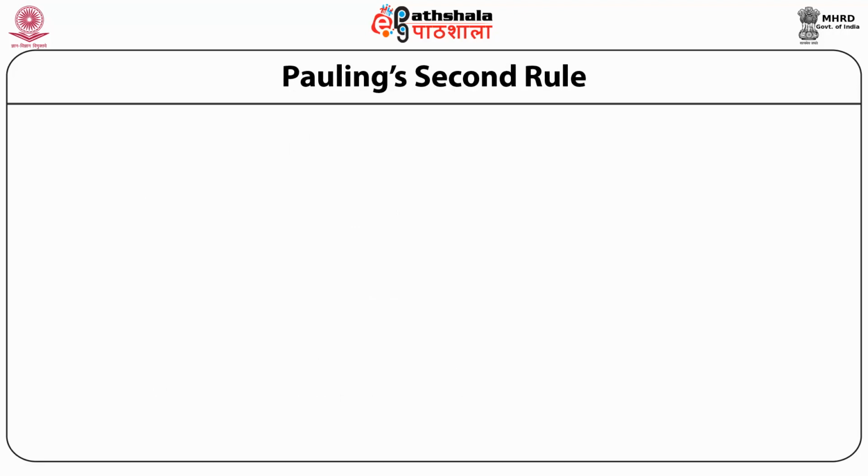Now comes the second rule of Pauling. The second rule of Pauling concerns electrical neutrality. The structure must be neutral not only on the macroscopic scale but also at the atomic level. In a structure, a cation may be surrounded by anions having different charges.